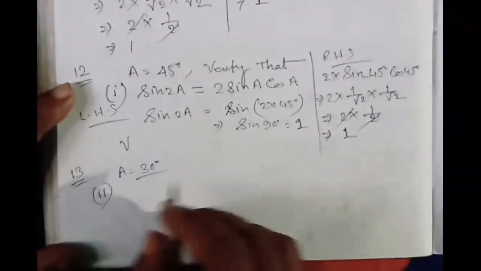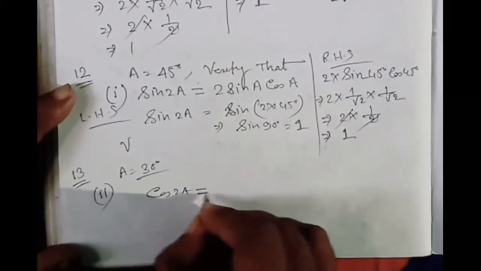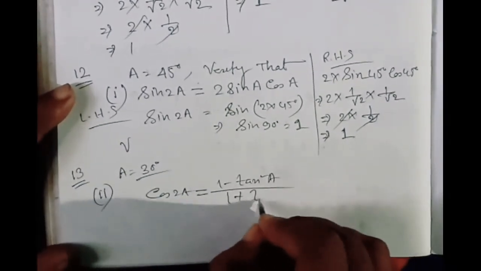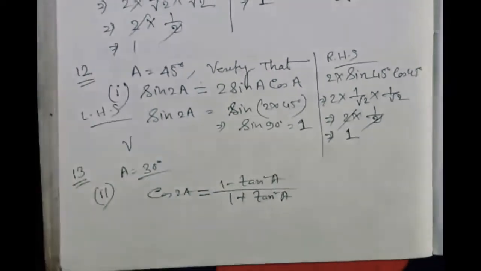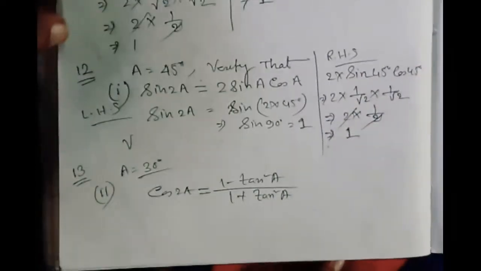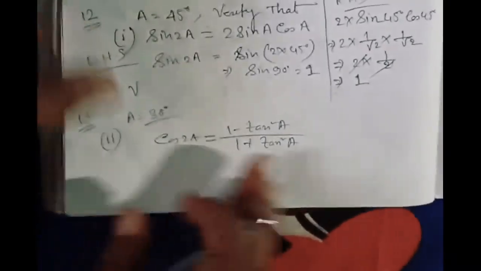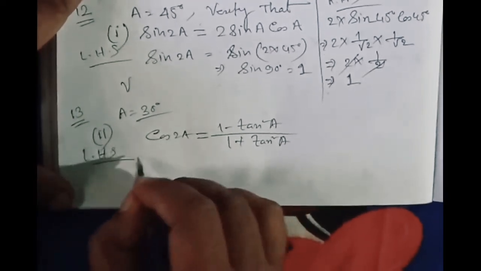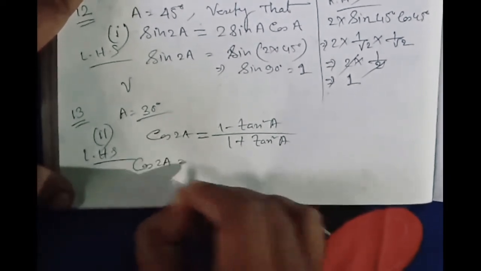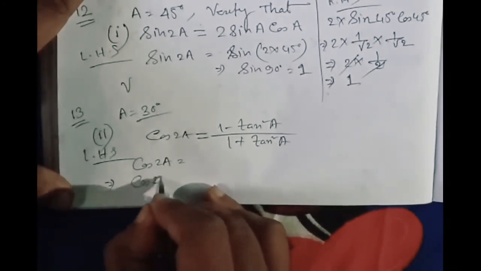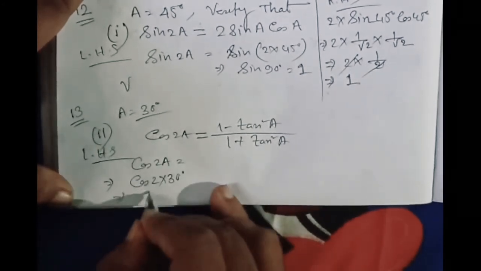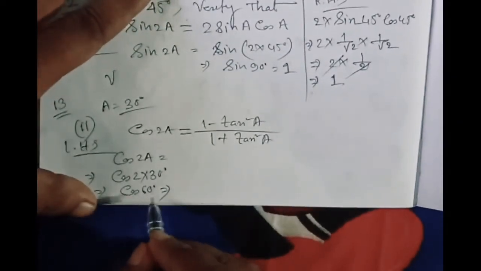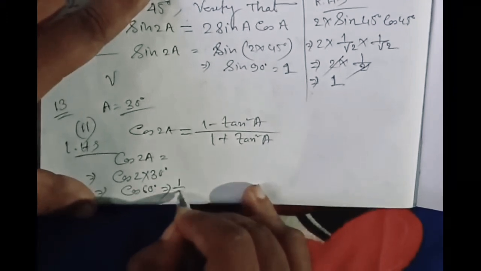Question number 2. Cos 2A is equal to 1 minus tan square A by 1 plus tan square A. This is cos 2A, this we have to verify. Now, LHS, A is equal to 30 degrees. So, cos 2A equals cos 2 into 30 degrees, that means cos 60 degrees. The value of cos 60 degrees is 1 by 2.